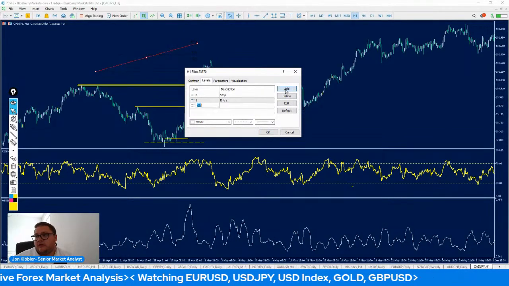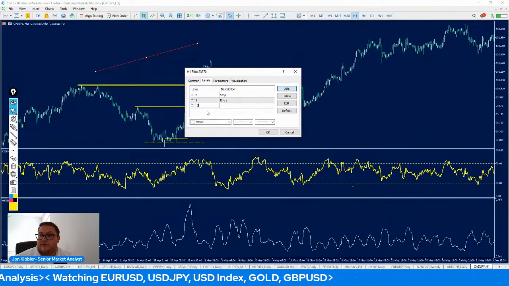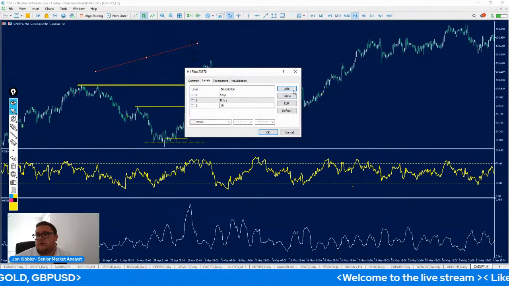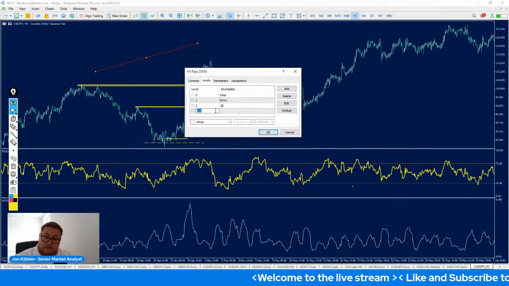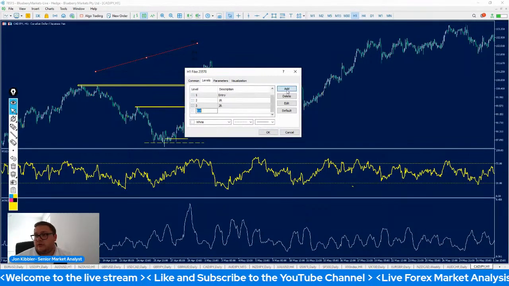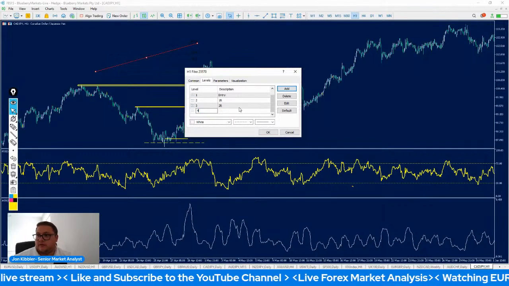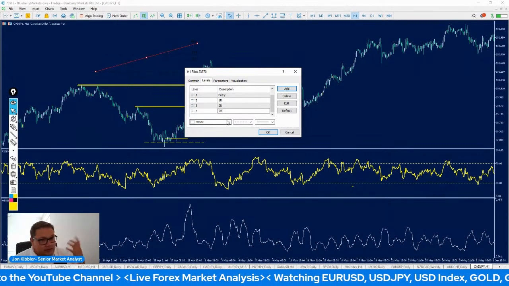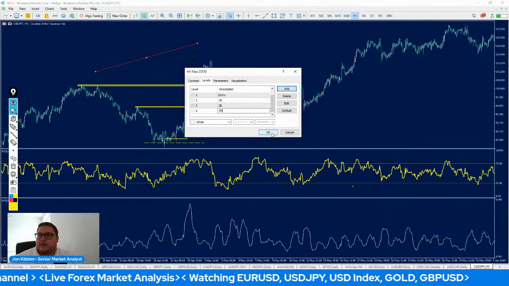You're going to change 0 into stop, and you're going to change 1 into entry. Okay, you're going to add another level, and that's going to be 2, and that's going to be 1R. I'm going to add another. We're going to go 3. That's going to be 2R. Add 4. That's going to be 3R. So if you can get around about a 3 reward to risk ratio, that's really good, right?